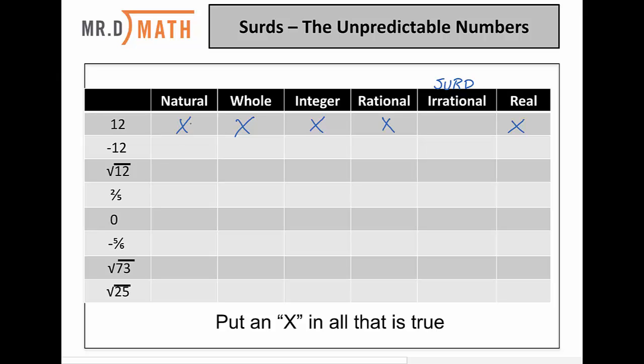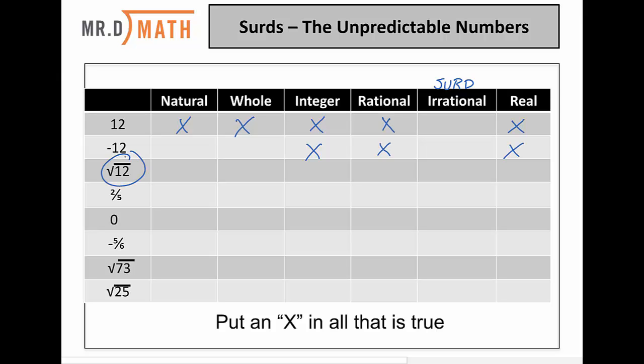How about negative 12? Well, negative 12 can't be a natural number because it's negative. Can't be a whole number because it's negative. But it can be an integer because an integer is a positive or negative counting number or 0. Is it rational? Yes, because I can write that as a fraction, or I can write this. Watch this. What if I said negative 12? What comes after the decimal? 0, and that's fine as well. More zeros, more zeros. So negative 12 is rational, so it's not irrational. It's not a surd, but it is real.